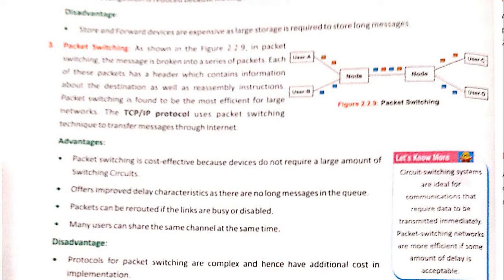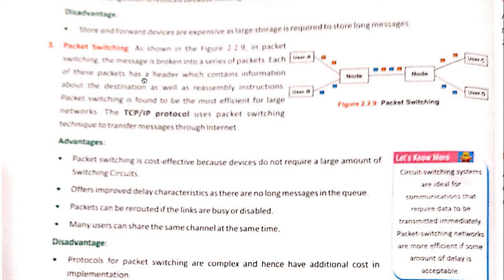Packet switching is like each node comparing whether the packet is for them or not. If it is not for them, then it is transmitted to another computer. See, as shown in figure 2.2.9, in packet switching, the message is broken into a series of packets. In packet switching, what happens? The signals or the message get broken down into small packets.